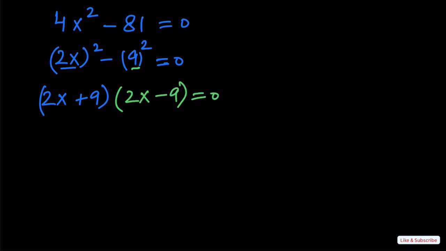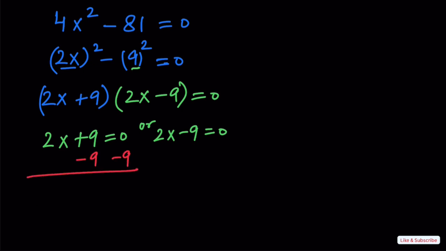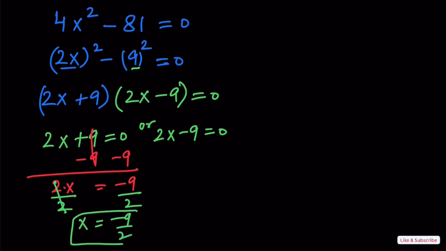Now if the product of two expressions is equal to 0, either the first expression is equal to 0 or the second expression is equal to 0. Now simplifying that, we need to find x. This 9 is in addition. I want to get rid of that. So I'll subtract 9 from both sides. I got 2x equals negative 9. 2 is in multiply. What's opposite of multiply? Divide. So the value of x came out to be negative 9 over 2.